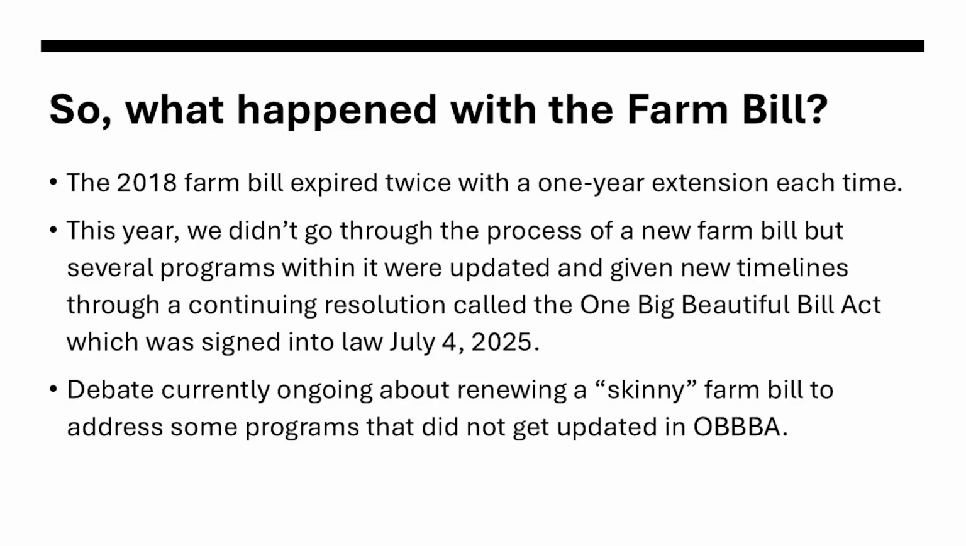But it wasn't the specific Farm Bill process where the House creates a version, the Senate creates a version, they go to conference, and then they go back separate and all the other stuff. So they figured out a way to help agricultural producers through that passing of the continuing resolution. Debate is still ongoing for a skinny Farm Bill, and that is to address some of the programs that were not updated in the OBBBA.